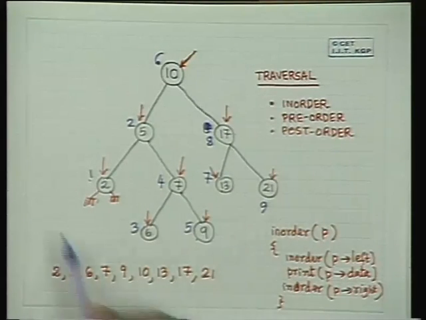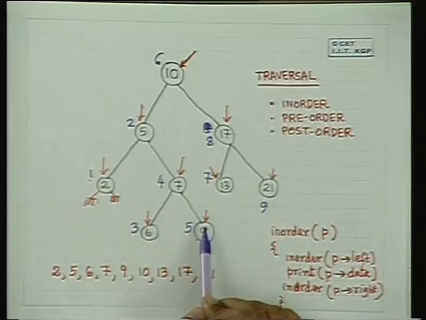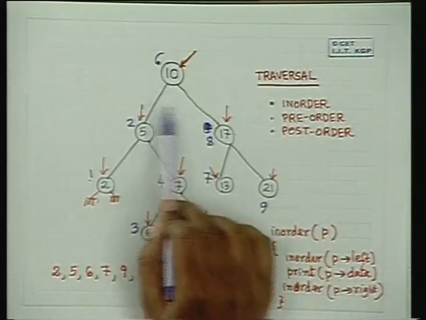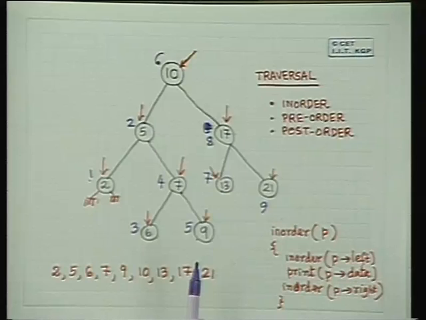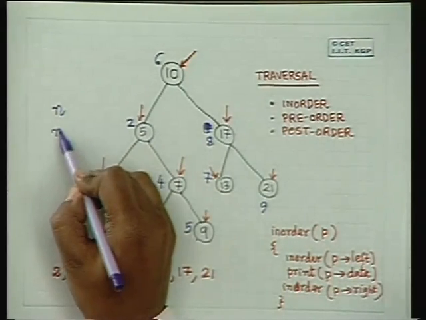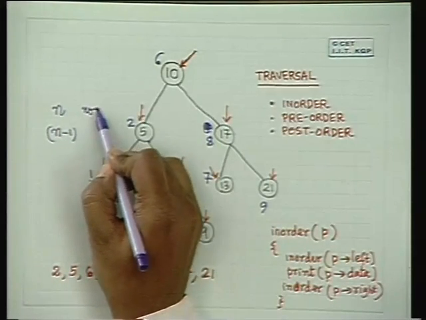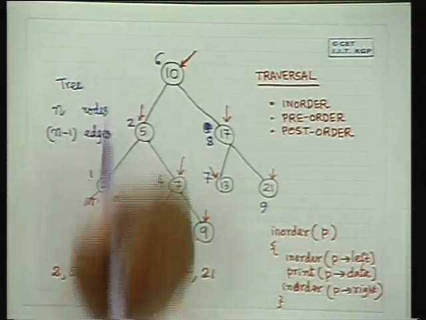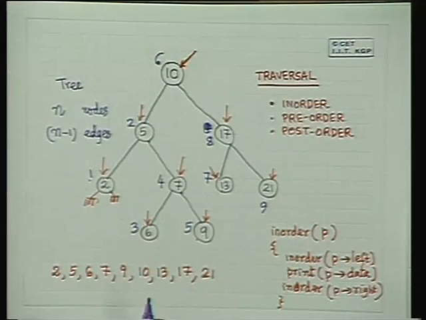Because the number of nodes in the tree, if it is n, the number of edges will be n minus 1. How many nodes are there in this tree? There are 9 nodes and there will be 8 edges. In any tree of n nodes, there will be n minus 1 edges. It's not difficult to prove that. You can prove it in many ways, and the simplest proof is by induction. For one node, there is no edge. So the basis condition is true.